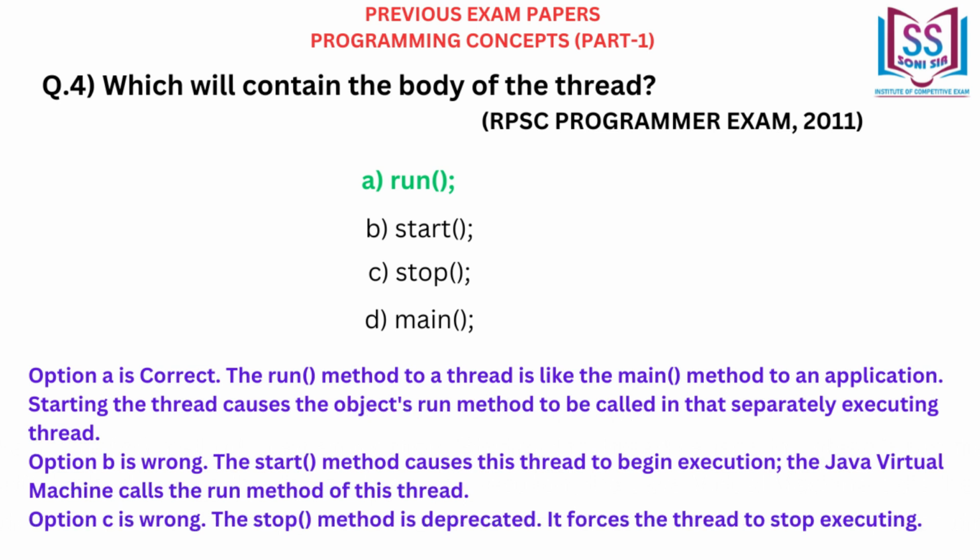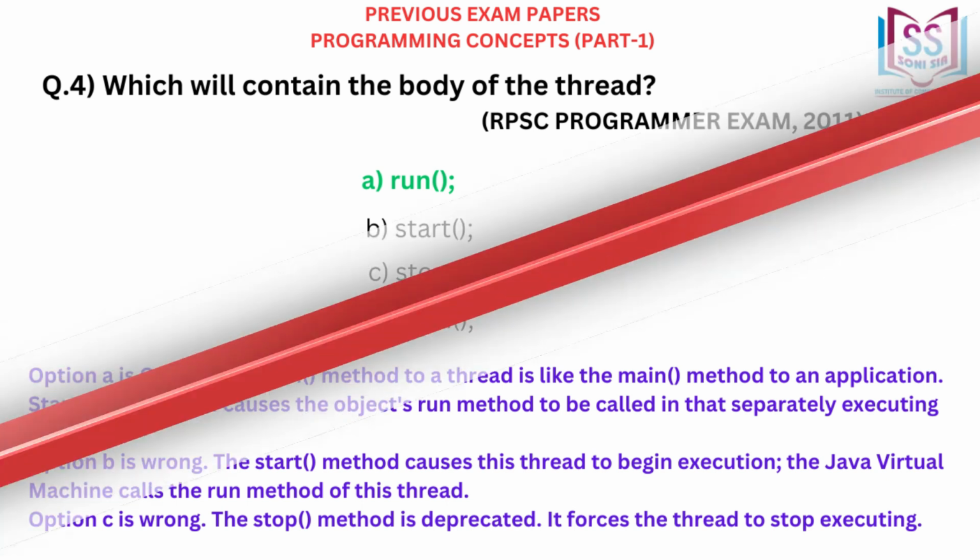Option A is correct. The run method to a thread is like the main method to an application. Starting the thread causes the object's run method to be called in that separately executing thread. Option B is wrong. The start method causes this thread to begin execution. The Java virtual machine calls the run method of this thread. Option C is wrong. The stop method is deprecated. It forces the thread to stop executing.